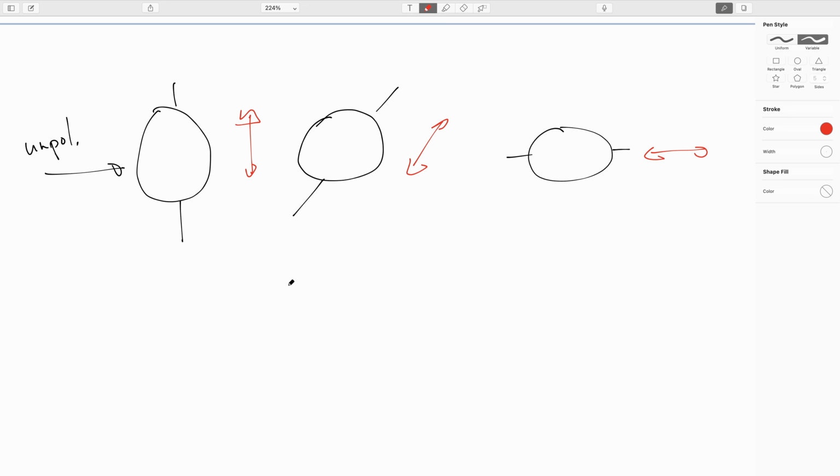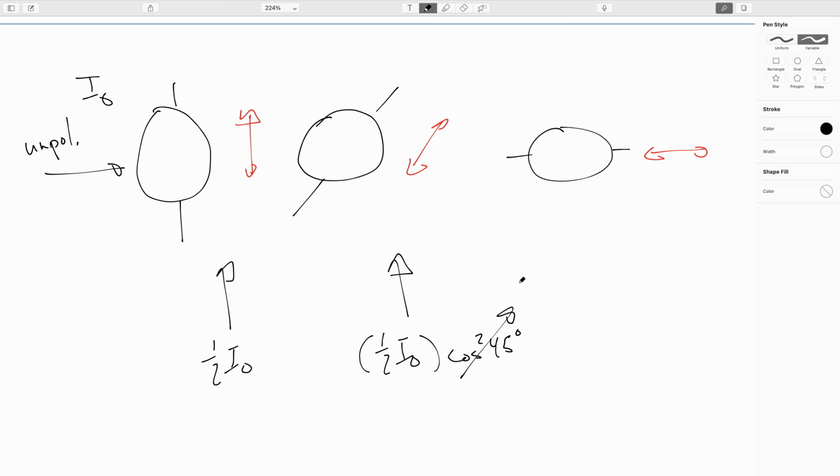So here, the intensity was I0 initially unpolarized. The intensity here was 1/2 I0 by the 1/2 rule. Here, by Malus's Law, the intensity is going to be what it was before, which was now 1/2 I0 times the cosine squared of 45 degrees, which turns out to be 1/2. So we're down to 1/4 I0.